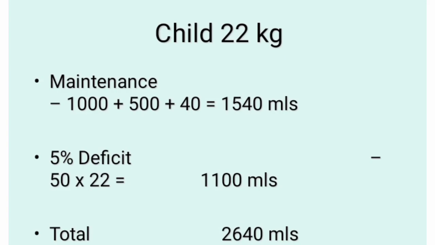1540 mls. So for the 5% deficit, I have already told you that you will multiply 50 by the weight in kg. So 50 into 22 is 1100 ml. So total fluid is 2640 mls. So this will be given over a period of 48 hours.